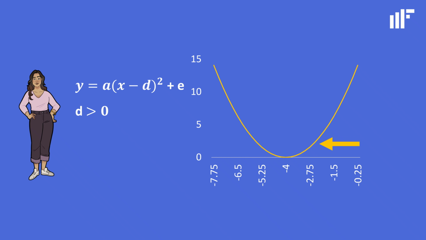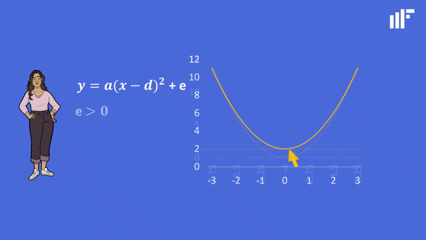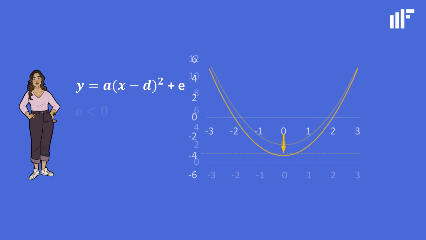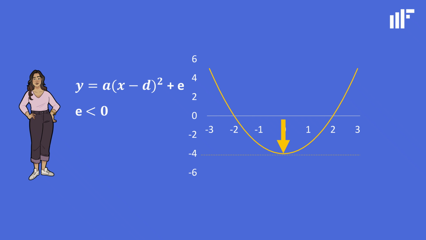The value e shifts the parabola along the y-axis. A positive e shifts the parabola upwards by e units. A negative e shifts the parabola downwards by e units.